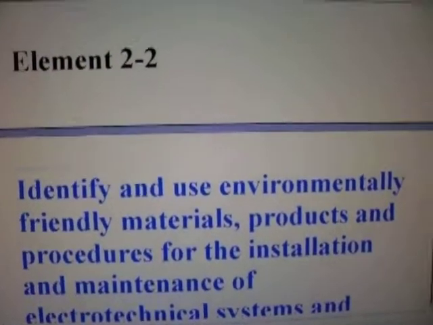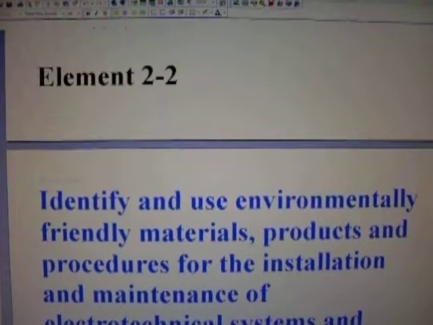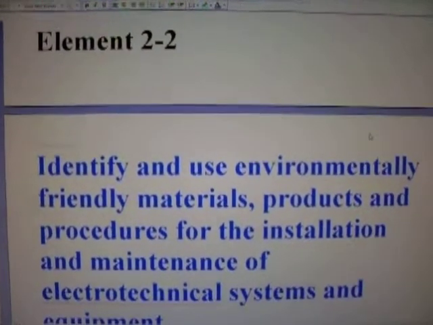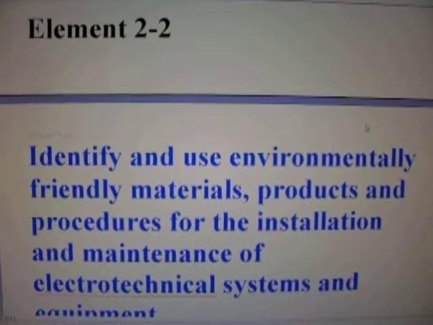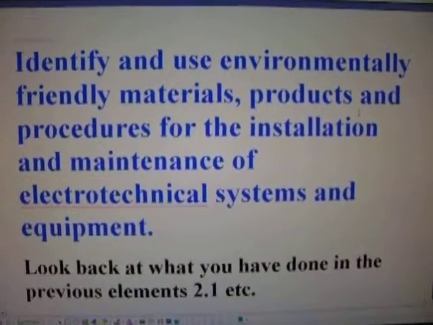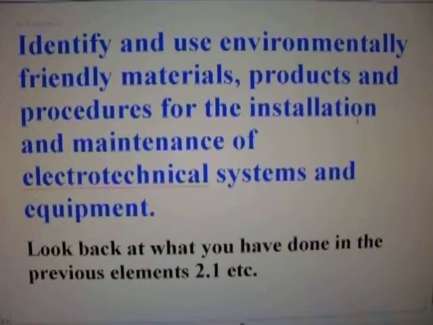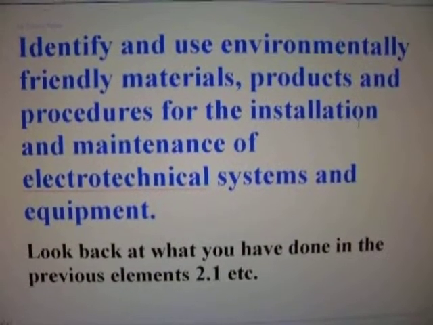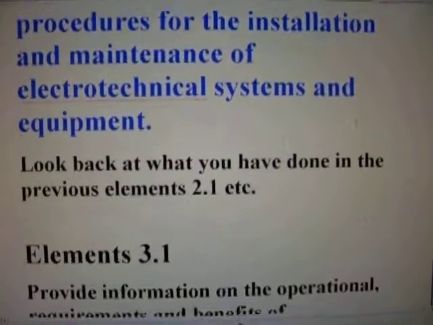Identify element 2-2. Okay. Identify any environmentally friendly materials, products, and procedures for the installation and maintenance of electrotechnical systems and equipment. Now, it's possible you are using some of this already on the job. Take photographs of it. Put yourself into the picture. Look back at what you have done in the previous elements.